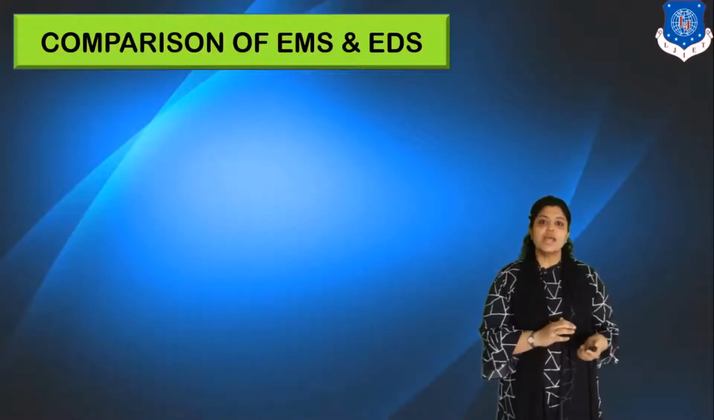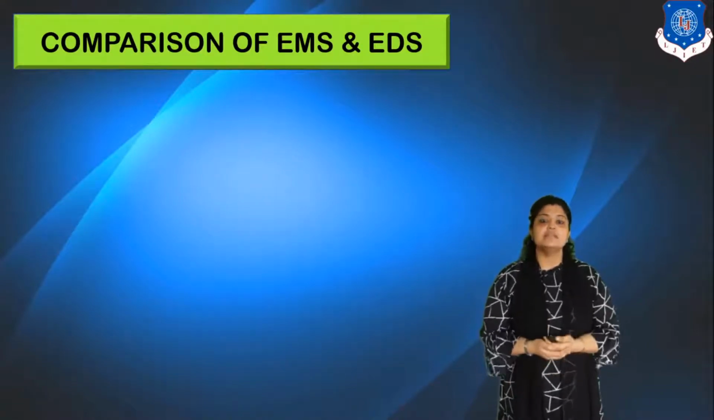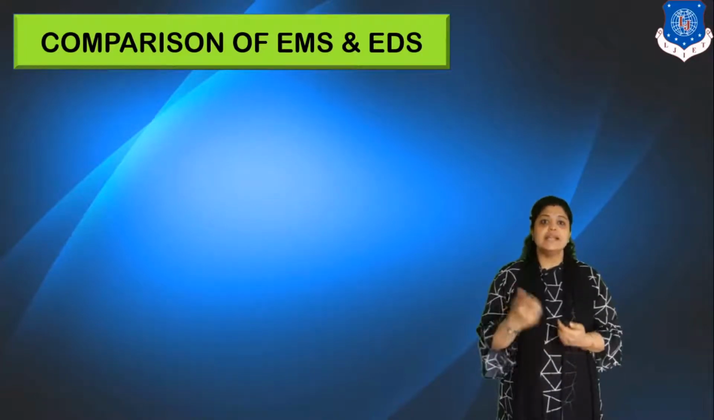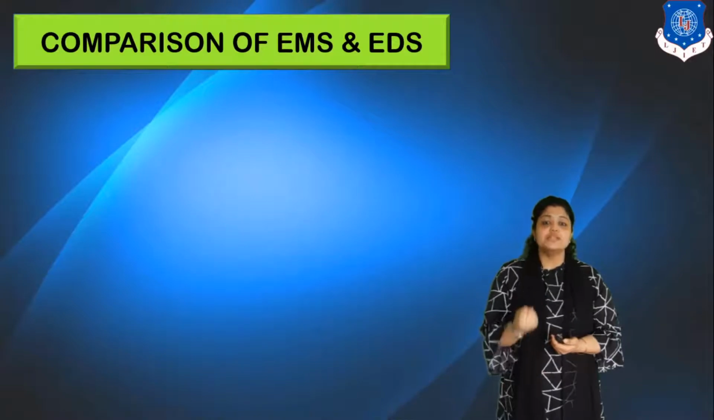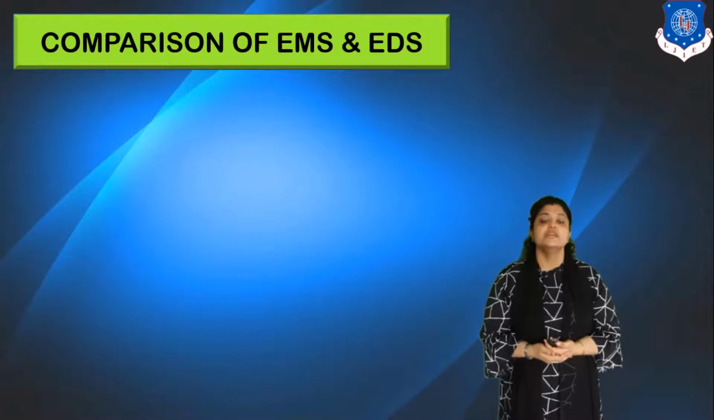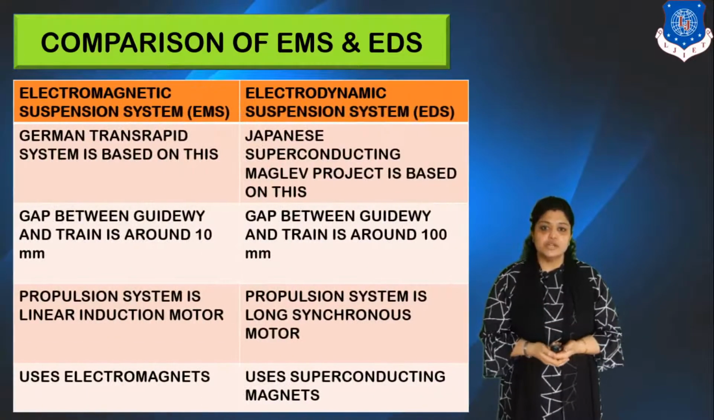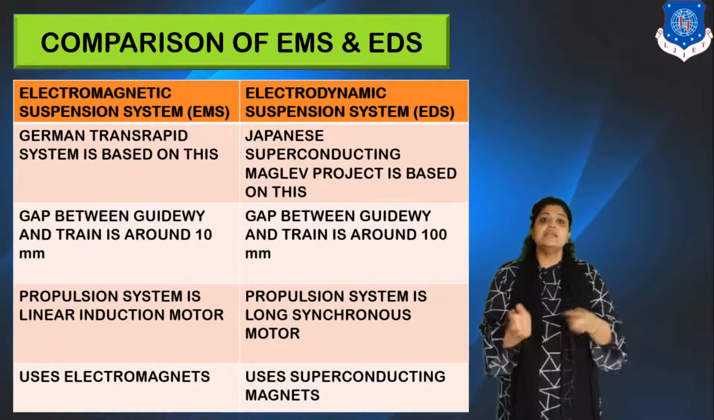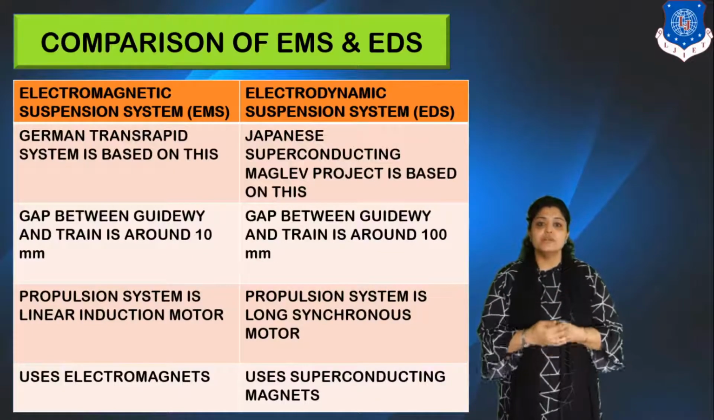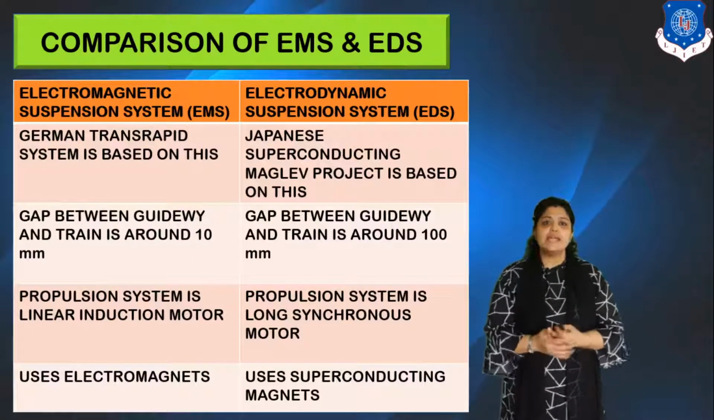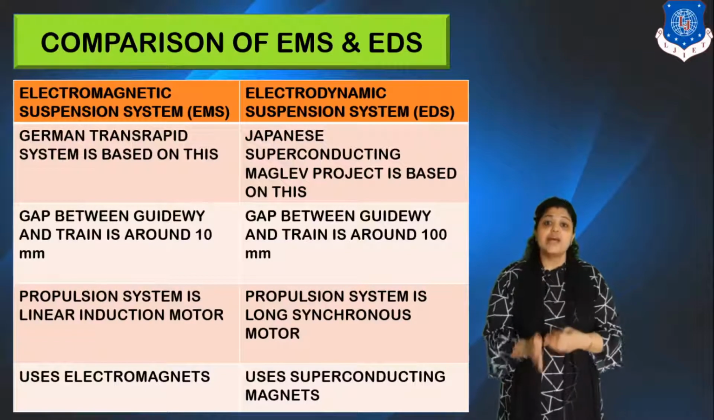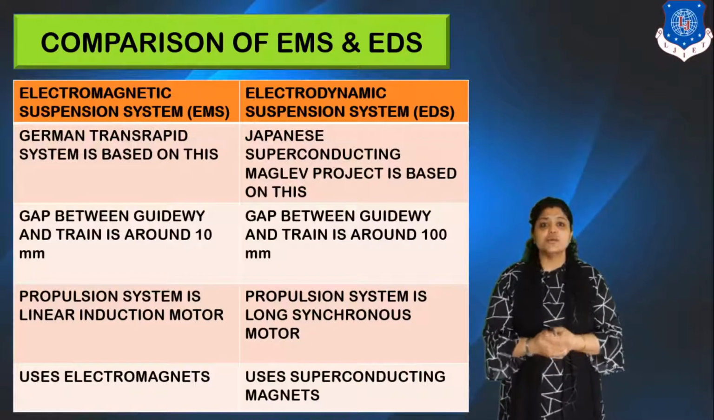Now let us look at the comparison of EMS and EDS systems. We have just seen what an EMS is. EMS, that is electromagnetic suspension, uses attractive forces to achieve levitation, and EDS is a system which uses repulsive forces to achieve levitation. So let's see the comparison between the two. EMS is a system which has been employed in Germany. It is known as the German Transrapid system which works on EMS. Whereas EDS is known as the Japanese superconductive maglev system. Japan uses superconducting electromagnets to achieve levitation.